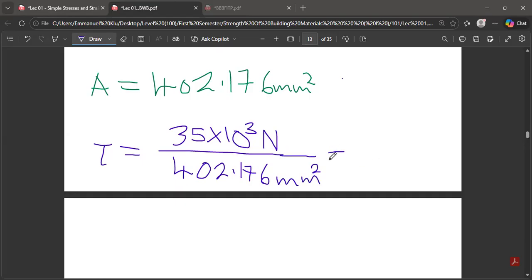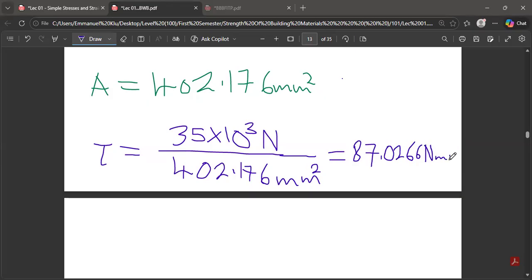Yes. So finally, what's going to be the answer? Let's all do that together. 35 times 10 exponent 3, all divided by 402.176. So we're going to get 87.0266. What did I say we'll be doing initially? You want to maintain 4 decimal places. So 87.0266 Newton per millimeter squared.